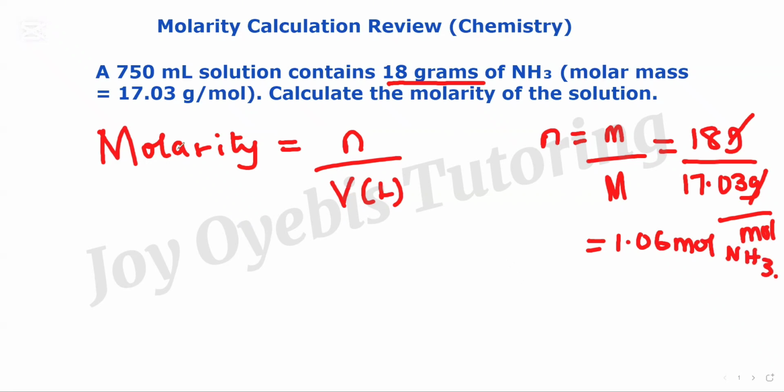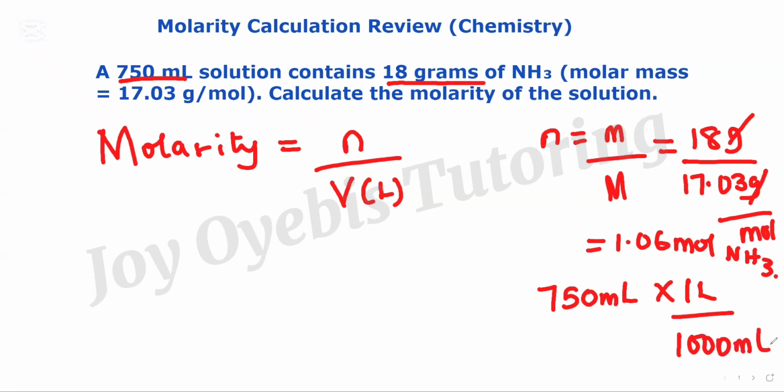The next conversion we're going to do is this. The volume is in milliliters and not liters. So we're going to convert 750 ml times, now 1 liter is equal to 1000 mL. So 1 liter over 1000 mL. You want to make sure that the mL are on opposite sides so they can cancel. Therefore, our volume is going to be 0.750 liters.